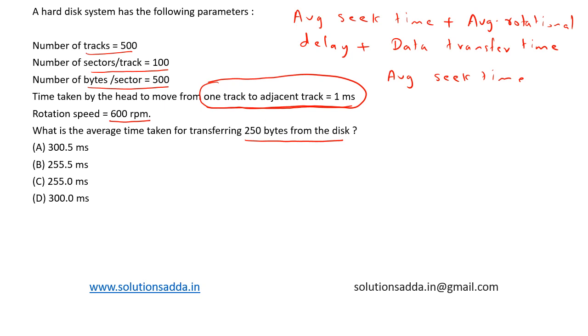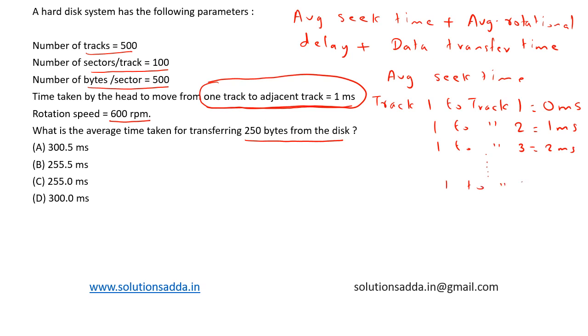So, let's write it once again. The time taken to move from track 1 to track 1 is equal to 0 milliseconds. From track 1 to track 2 is equal to 1 millisecond. From track 1 to track 3 is equal to 2 milliseconds. So how many tracks do we have? 500. So from track 1 to track 500 is equal to 499 milliseconds.